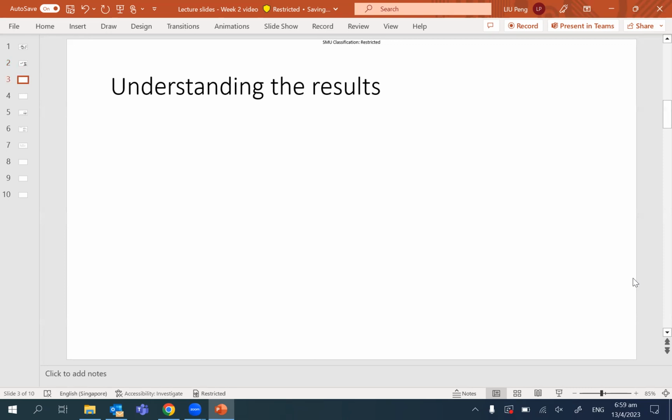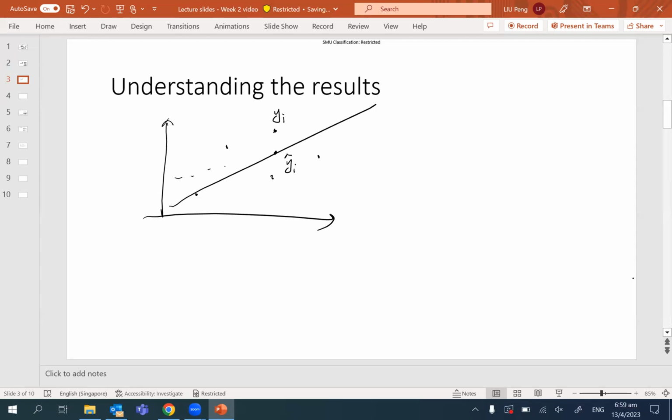So, understanding the results. In the previous case, we have some dots here, and we are going to fit a line. When we look at this line, this is the actual target y, maybe for the ith point, so yi, and this is my y hat for the ith point. And if I draw one more line, which is called y bar, y bar represents the average value of the data we have. It's just defined as all the points summed together.